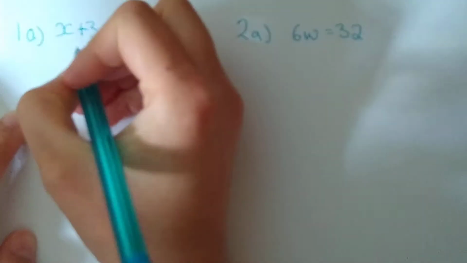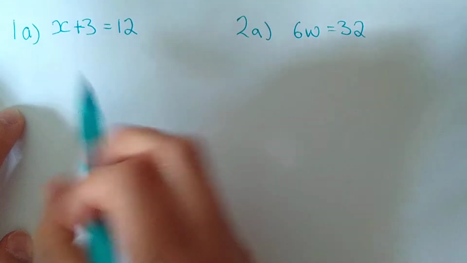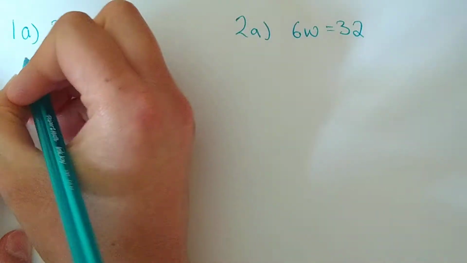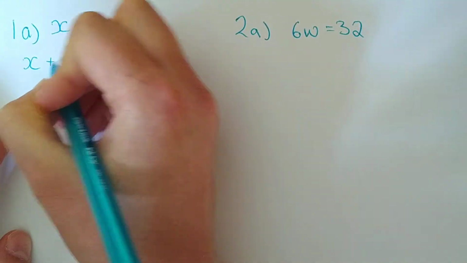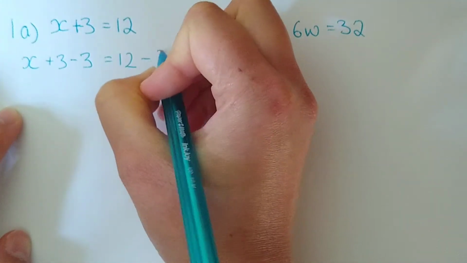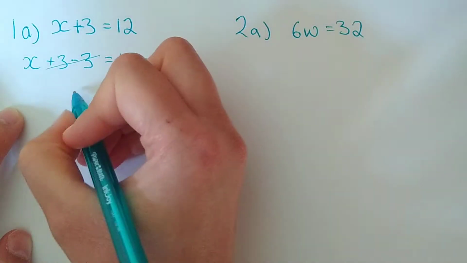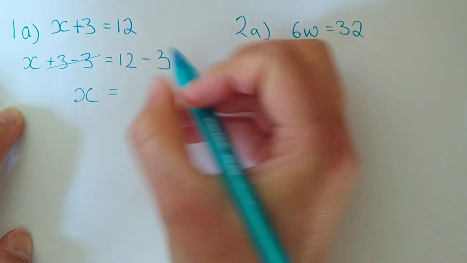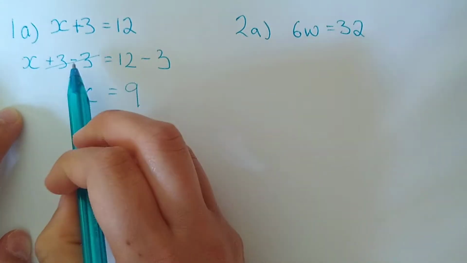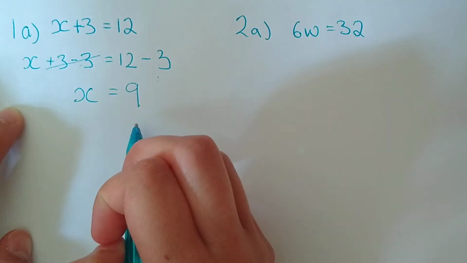Okay, for the first question, we're trying to get the x on its own on the left side. So there's two ways you can get rid of the plus 3 so that it's just x. You can do minus 3 because that's the opposite of plus 3, and you do that on both sides. And then the plus 3 minus 3 will cancel out, and you'll get x equals 12 minus 3 here is 9. So even though you've put the minus 3 on both sides, it's going to cancel out here and we'll only use it on this side.